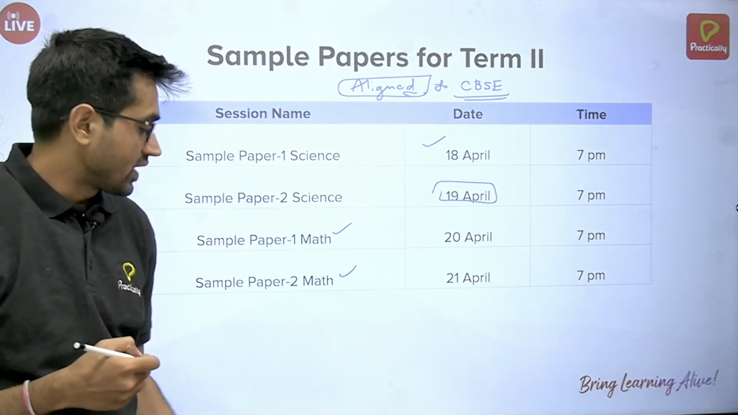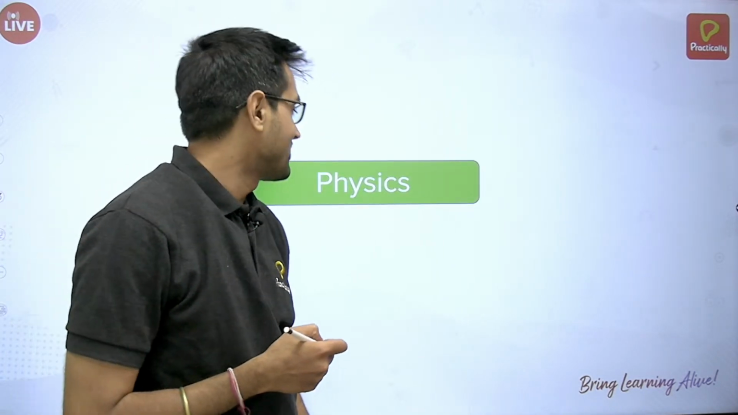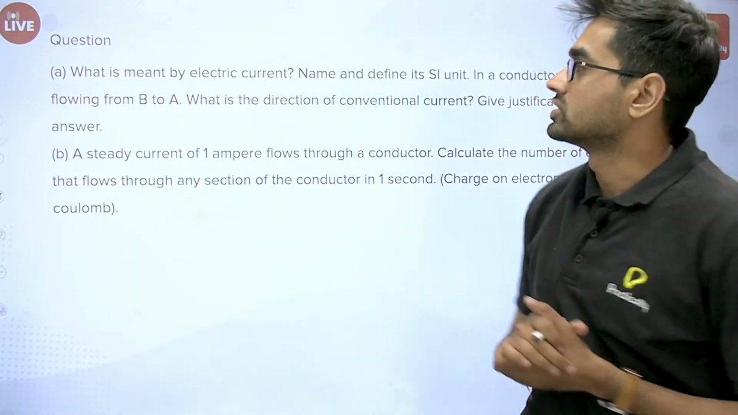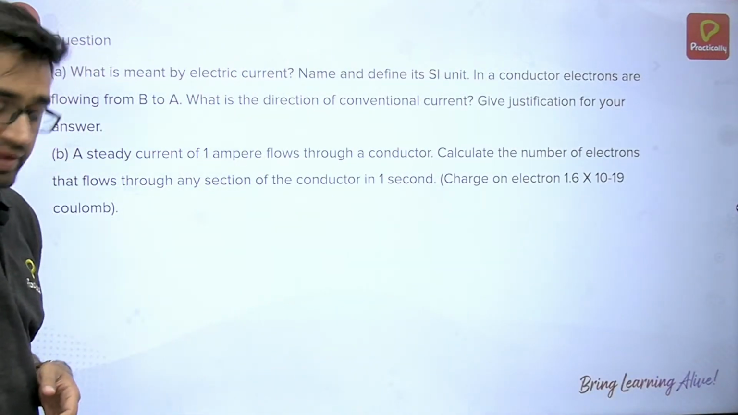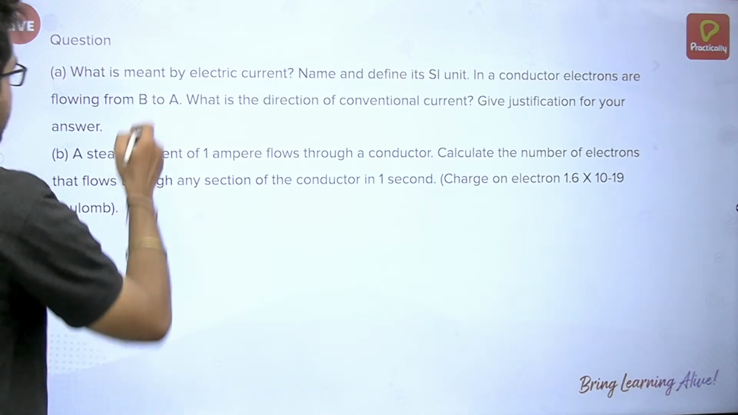Okay, so we are going to start with the sample paper 1 now. Sorry, sample paper 2 now. The part 1, which is physics. Okay, so let's read the question. It says, what is meant by electric current? Name and define its SI unit. It's a very simple question.